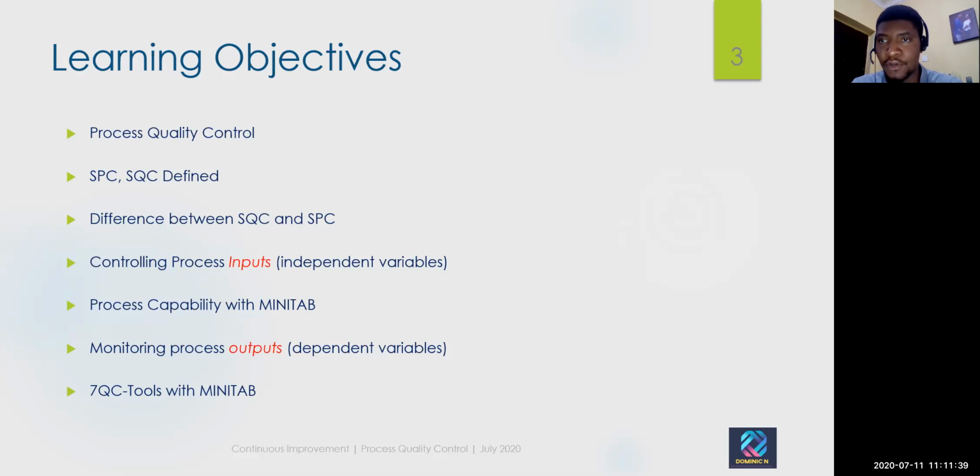So there'll be a mix in all of this, which is very important that we know, because you require the 7 quality control tools both for input controls and for output controls. But we'll try to be more focused so you understand the approach. You need the 7 quality control tools for both process inputs and process outputs. But because of the challenges I know most industries face, we'll be very deliberate in the tools we'll be using for the inputs and those we'll use for outputs.